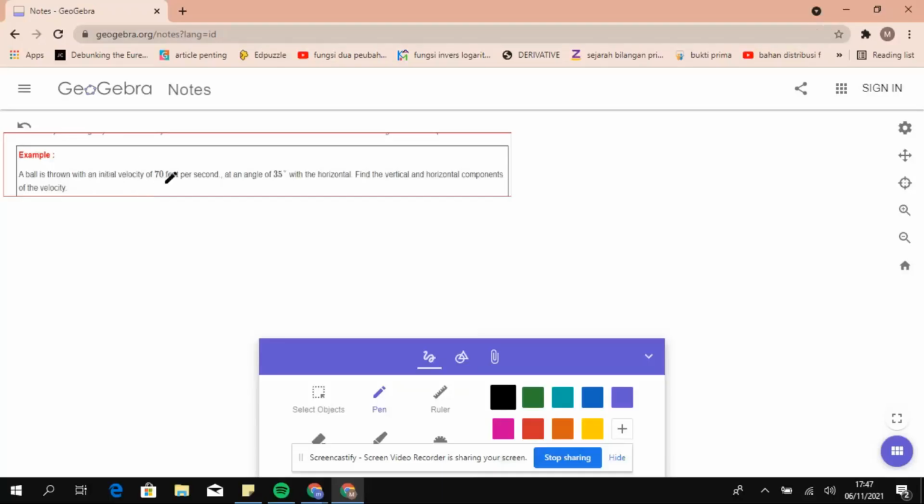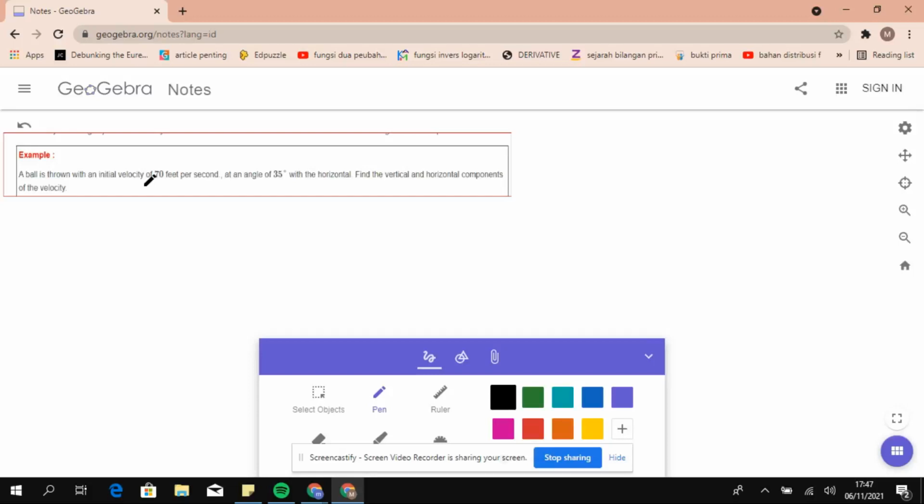So today we will be discussing this vector question about velocity. Some of you might be asking, how can we solve velocity problems using vectors? Actually, vectors are used to solve many problems in math and also in physical science, such as velocity, speed, weight, work, and so on.